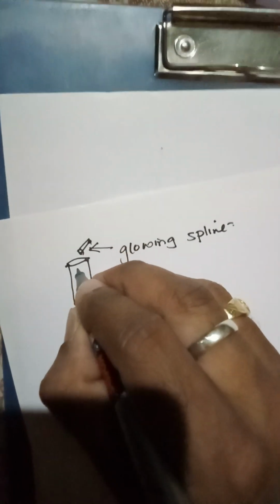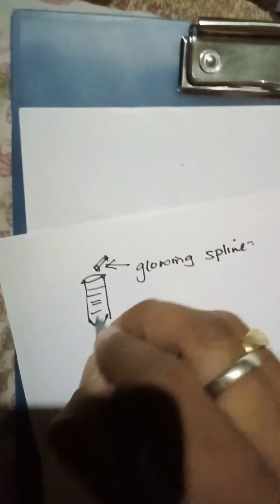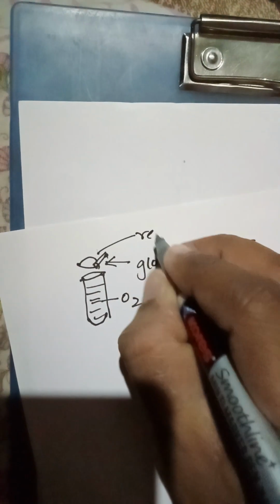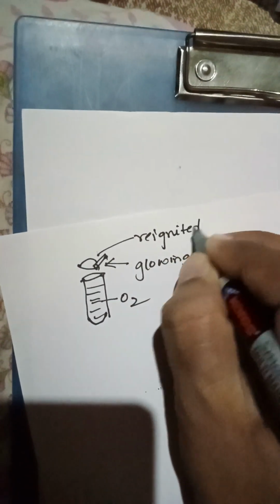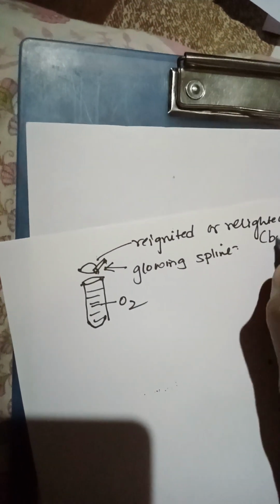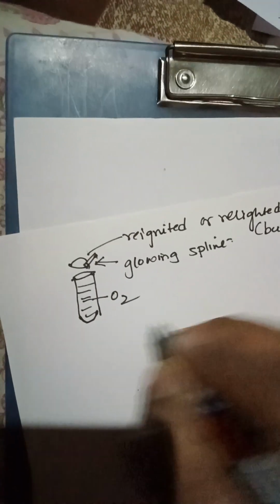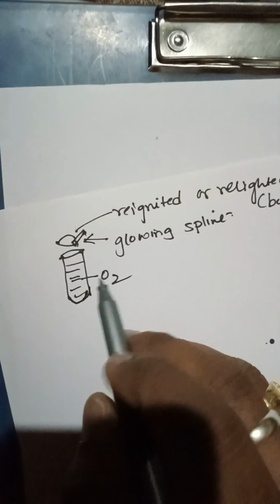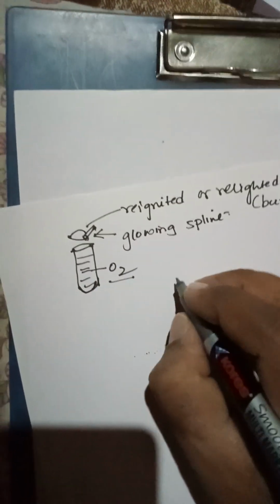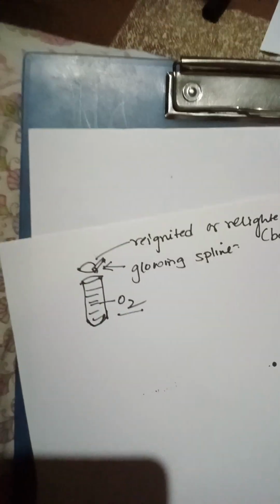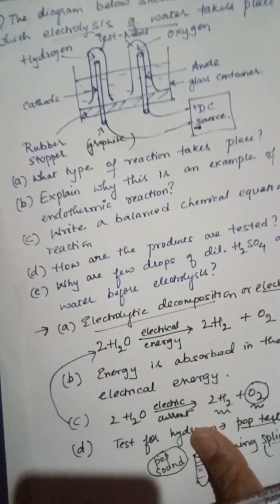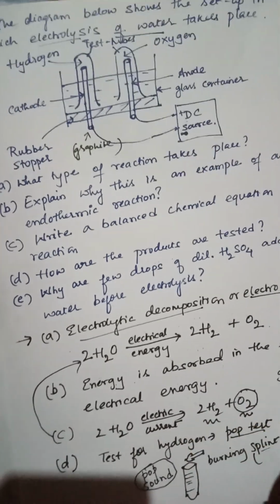When you bring it near the test tube containing oxygen, this will get reignited. The glowing splint will get reignited or relighted. It will start burning again. In this way, you can confirm that the gas in this test tube is oxygen. So glowing splint is the test for oxygen. So we have answered this question D. How are the two products, that is hydrogen and oxygen, tested?